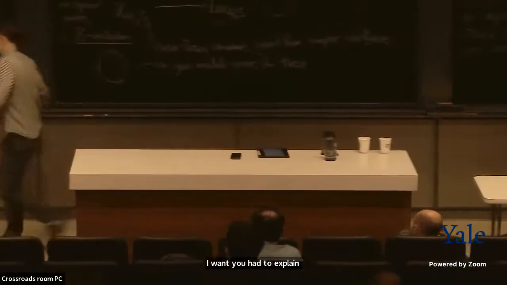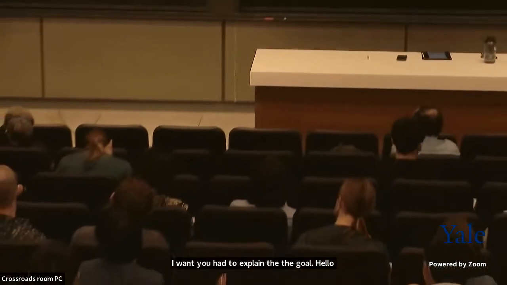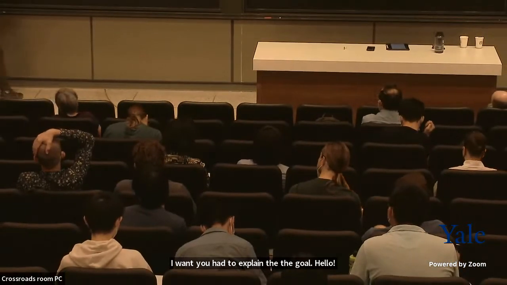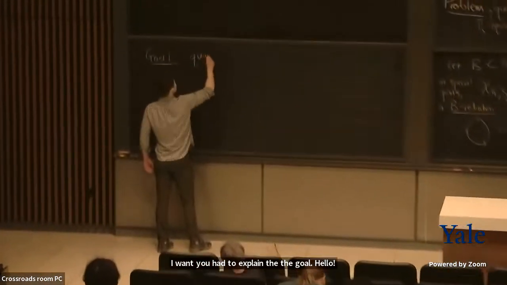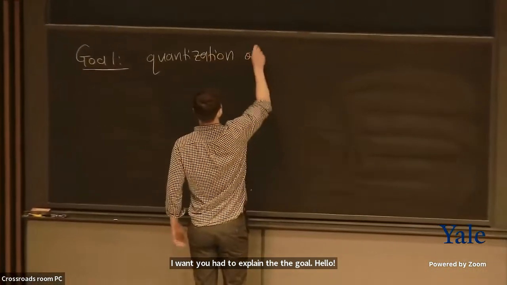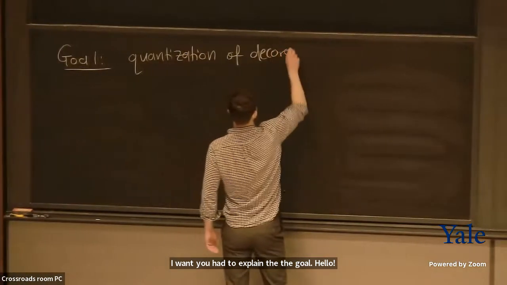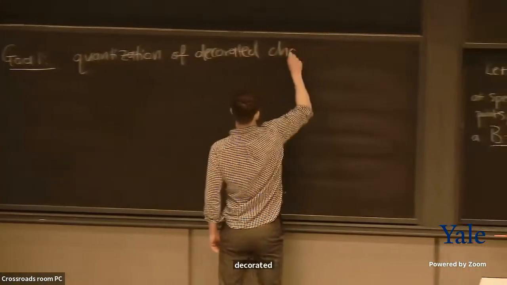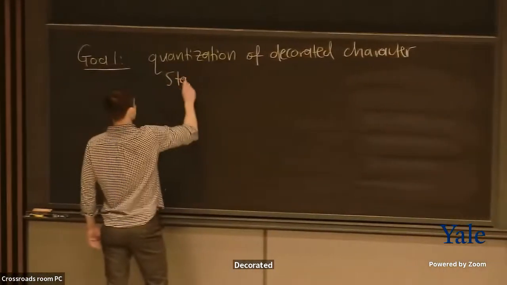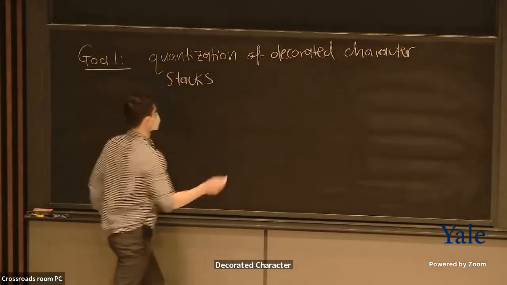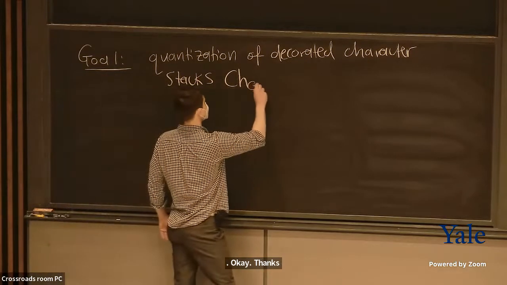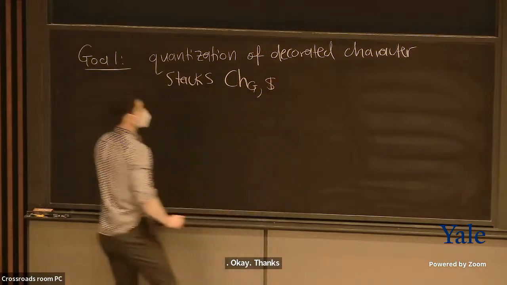Okay. So with these apologetics out of the way, I want to explain the goal of the talk. And this goal is to describe what I call the quantization of decorated character stacks. Let's give these unpronounceable names Sh, G, and S.